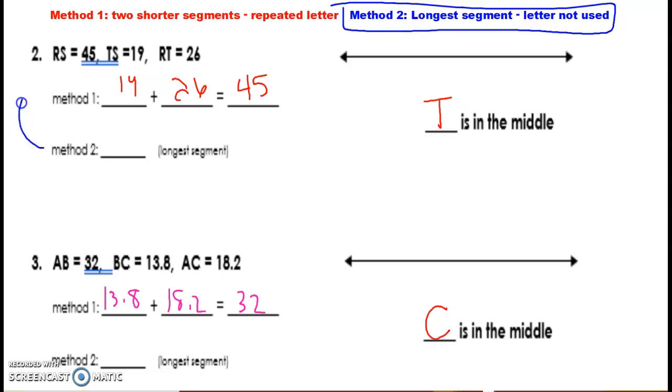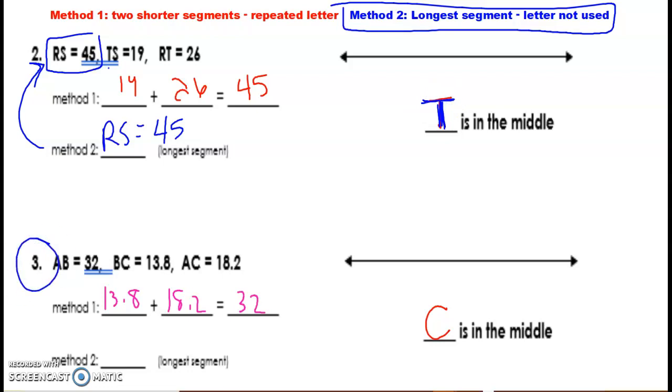So using method 2 for this second example, RS is my longest or my largest number. So again, looking at what letters are involved in this segment, we have R, S, and you also notice that there's a T involved, looking at the other segment labels. So using this method, if RS is 45, what letter is not being used? T. And again, you would find that you get the same answer using method 1 or method 2.